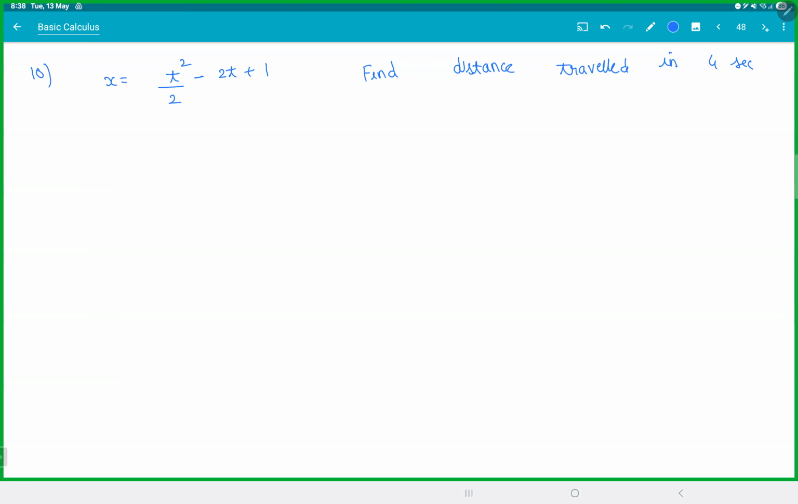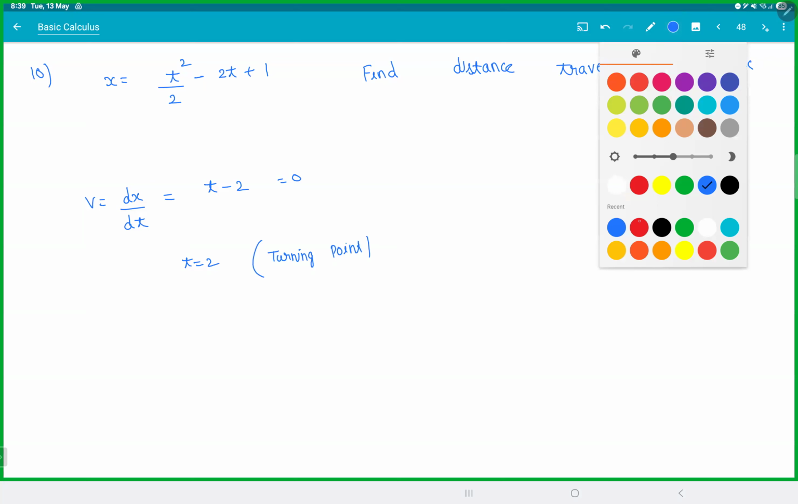Let's see. In these kinds of questions, what is the first step? Find the velocity, dx by dt. This will be t minus 2. If you put v equal to 0, we get t equal to 2 seconds, where velocity is 0. So t equal to 2 seconds is the turning point, meaning this is the time when the particle turns back.